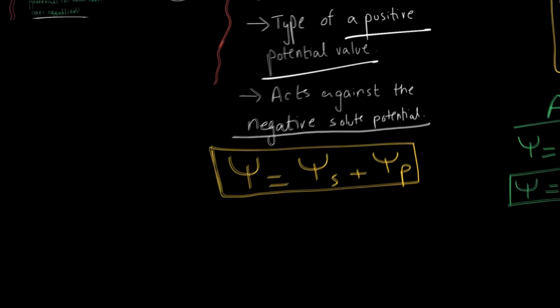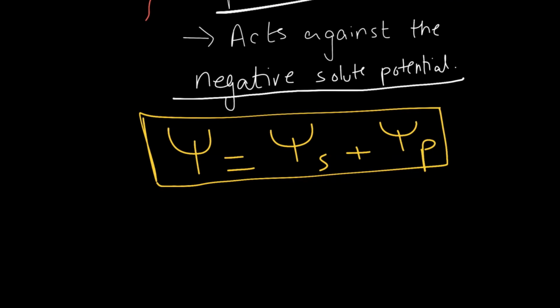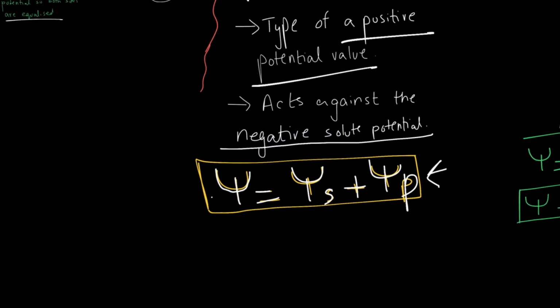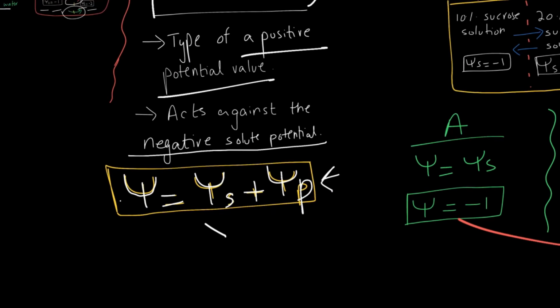For example, the equation we can see is that water potential is equal to the solute potential plus the pressure potential. So solute potential is always negative. The water potential is also exactly the same as the solute potential. However, if you put a positive value of pressure potential against the solute potential, then it can equalize, and I'll show you how.